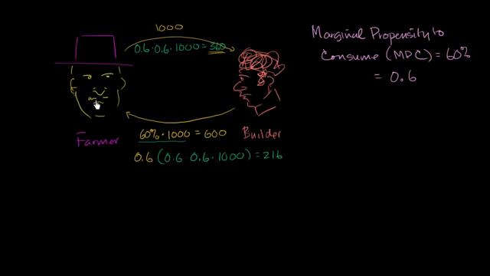This guy says, hey, I got another $216. I'm going to spend 60% of that. And I think you see where this is going. And 60% of that is going to be 0.6 times this whole quantity.